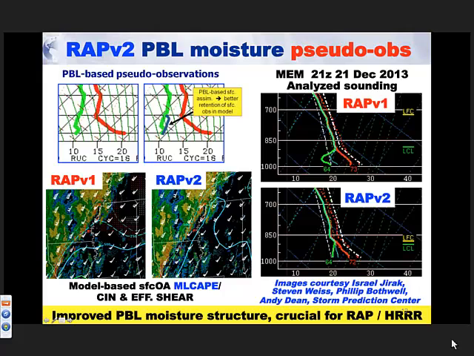So this is actually a reflection from the SPC, who looked at this. They were noticing this also, the problem in the Memphis sounding and analyzed sounding with non-realistic structure here. This is just from a couple of months ago. And then with RAP V2 seeing this more well-mixed boundary layer structure. And this is a consequence of using these pseudo-observations in the boundary layer.